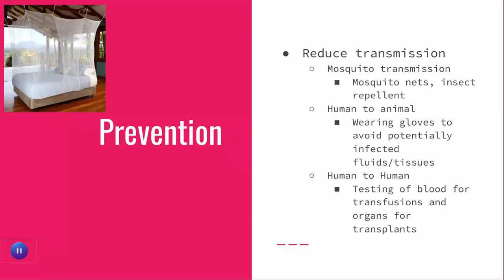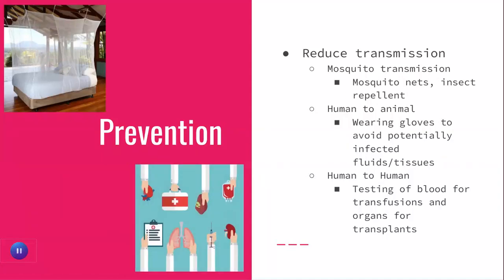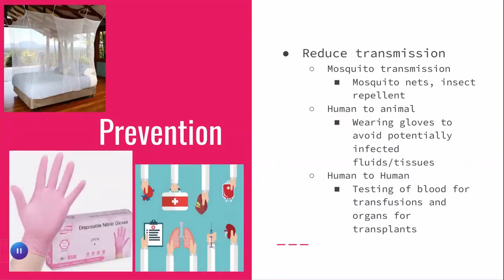Human to animal, wearing gloves when handling potentially infected fluids or tissues to protect you, because if you have a cut in your hand and it comes in contact with these infected fluids or tissues, they can again get in that cut and replicate and do what they do. For human to human, obviously testing blood for transfusions, and testing organs for transplants to make sure you're not doing more harm than good and implanting an infected organ or infected blood in a patient.